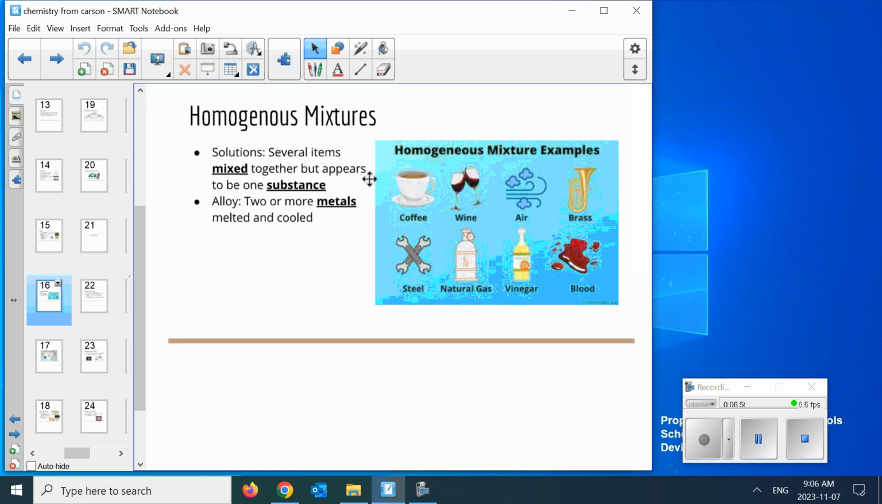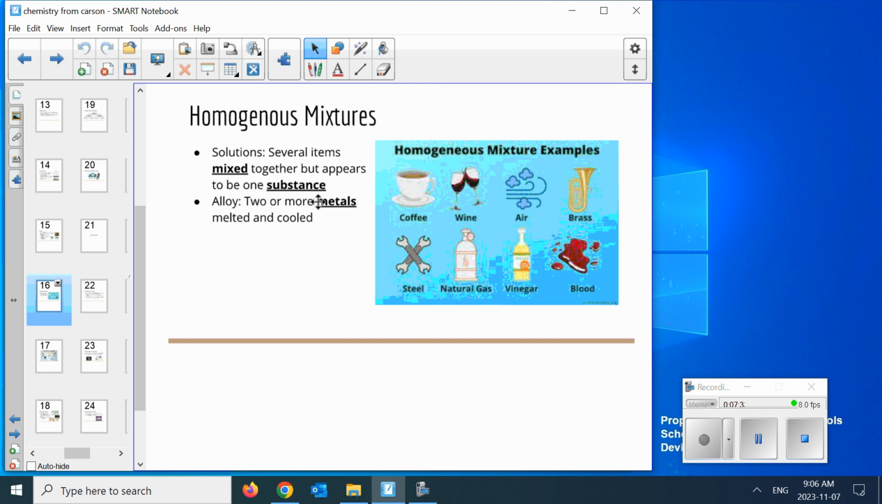Solutions. Several items mixed together, but appears to be only one substance. Here's a bunch of things. Wine, coffee, air. Air is not just oxygen, it's nitrogen as well, and then a few other small things. Brass is a solid mixture. Steel is a mixture of iron and some other things. Natural gas that you burn, like in the furnaces and water heaters. Vinegar. Blood is a mixture, but it appears like it's one substance, but there are different parts inside.